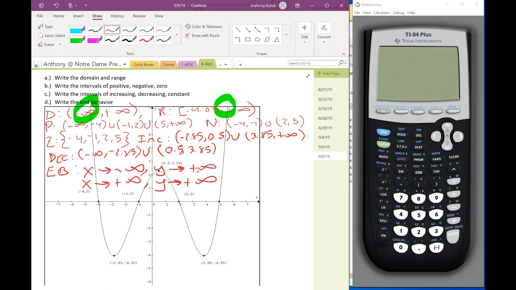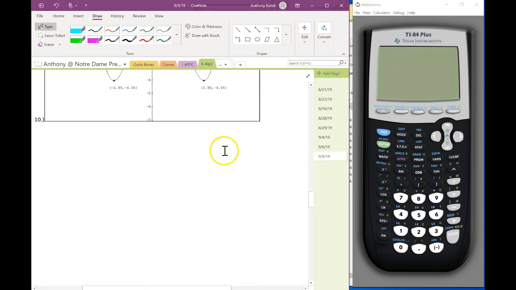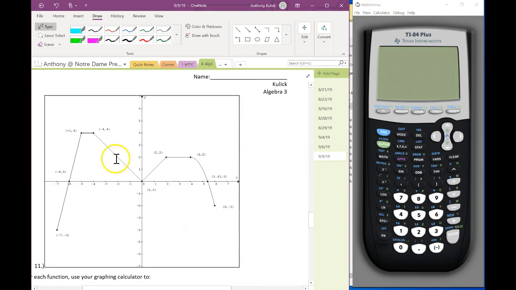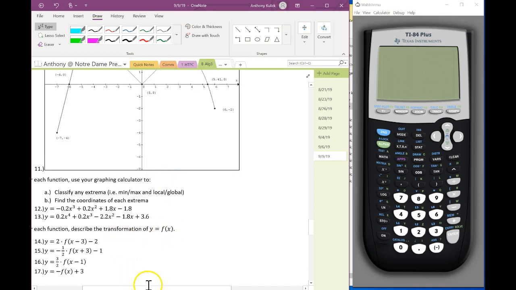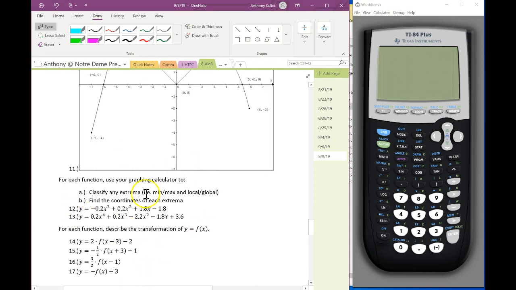Okay with that? I'm going to skip 11 because it's doing the same thing as 10, in the interest of moving along. Do we need to review how to find these extrema on the calculator? Yep.